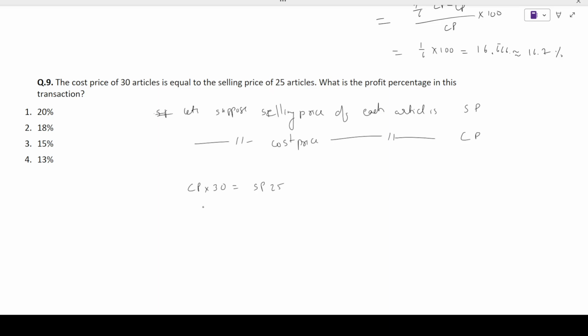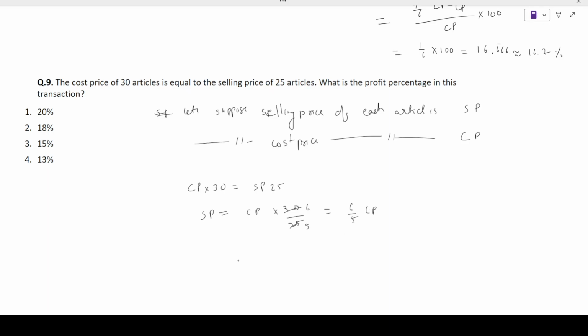So from here we get the ratio of SP is equal to CP into 30 by 25. 30 by 25 is 6 by 5 times of CP. It is clear that CP is less than SP, so we are making a profit.